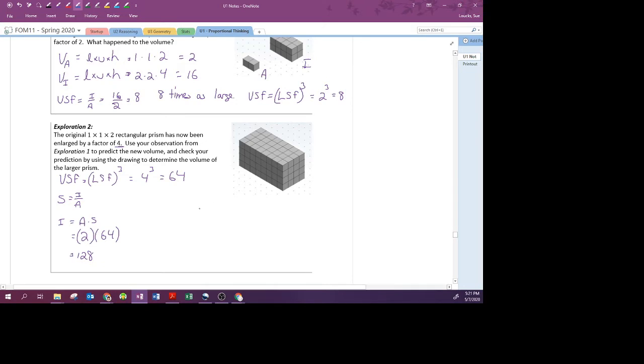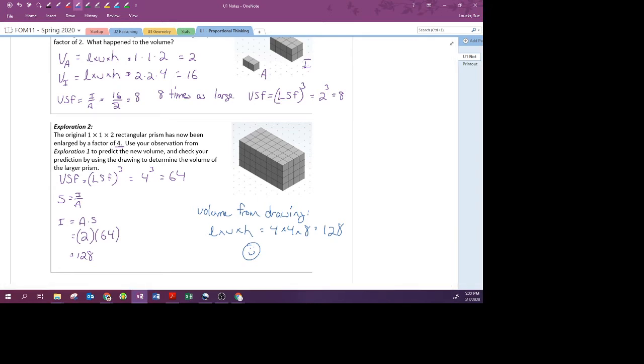Let's calculate it from the drawing. So volume from drawing. It's length times width times height. So 4 times 4 times 8, which is 128. Yay! Oops, that didn't work out very well, did it? Oops. Gotta do a decent happy face. Okay, so that's how it is.